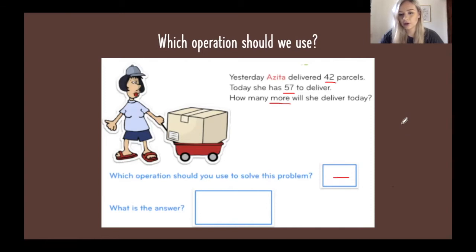So we start with the big number at the top. We put the smaller number underneath, like so. I'm going to put the subtraction sign here to remind me that I'm doing subtraction this time. We start with the 1s, so 7 take away 2 is 5, and 5 take away 4 is 1. She's going to have to deliver 15 more letters today than she did yesterday. Well done if you managed to get that right.